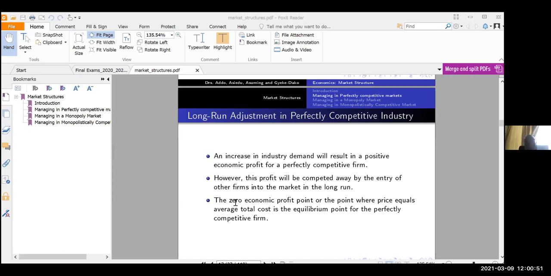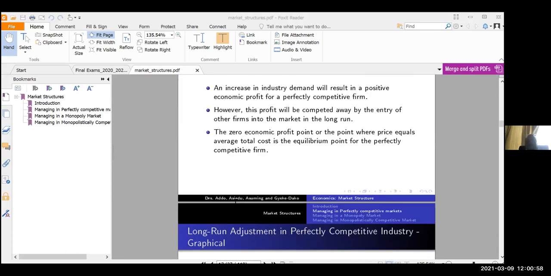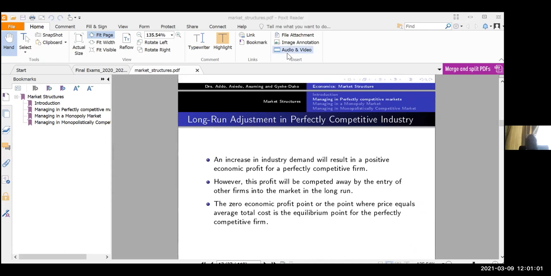So the zero economic profit point, or the point where price equals average total cost, is the equilibrium point for the perfectly competitive market. Yes, let me take the comment before I move on. Yes, Adam, Ebenezer. Yeah, sir. Please, in the long run, let's say I use toothpaste as an example, whereby there are so many firms, Colgate, Pepsodent, and other firms that produce toothpaste. In the short run, we know that they may be making some profit. But what if in the long run they improve on their quality and their branding? Can that help them to increase profit in the long run?